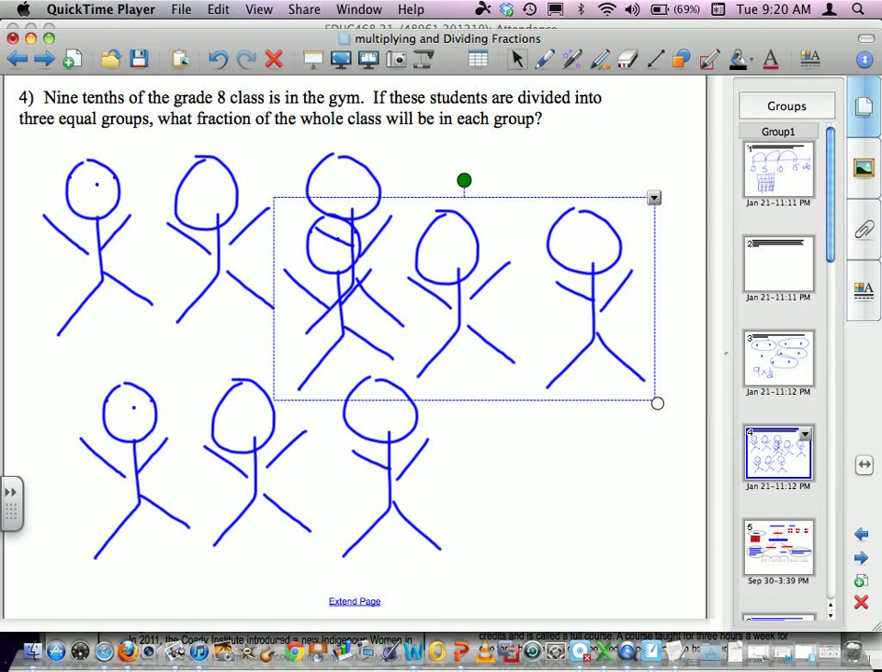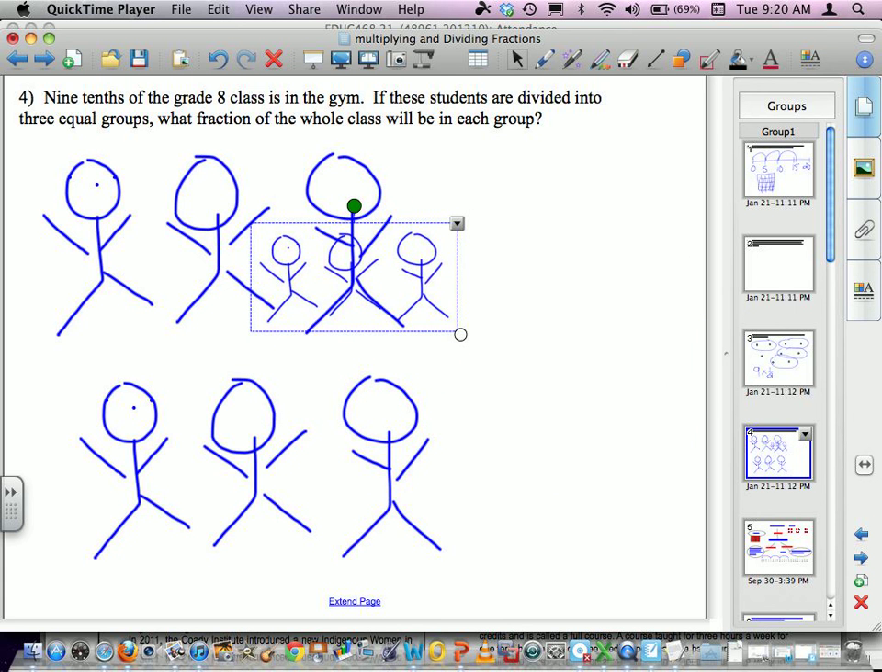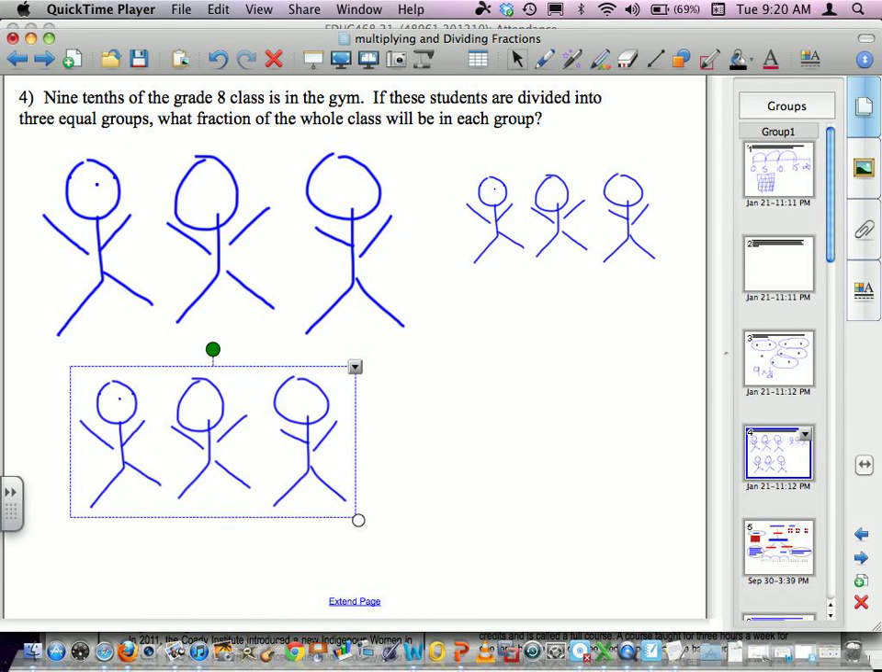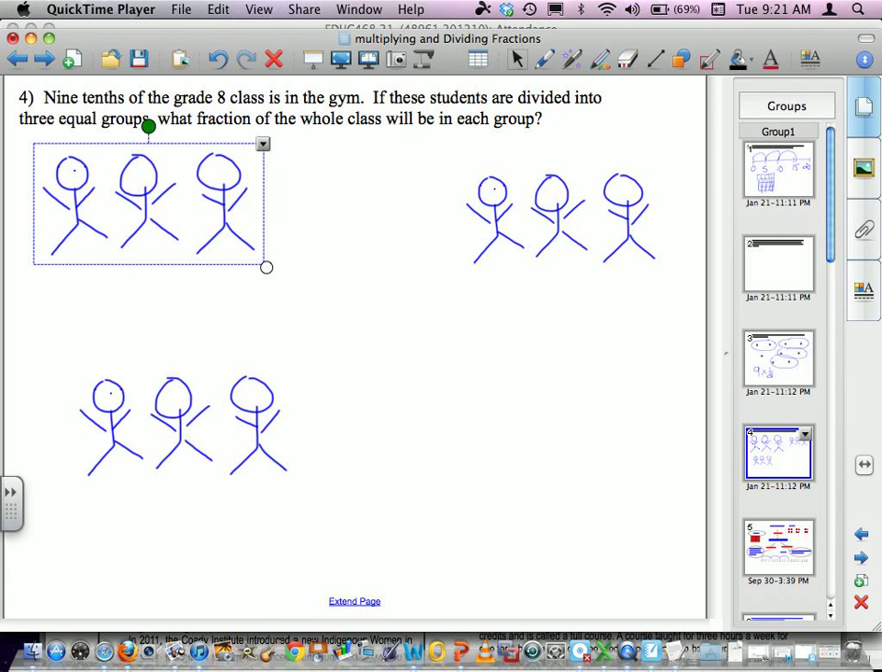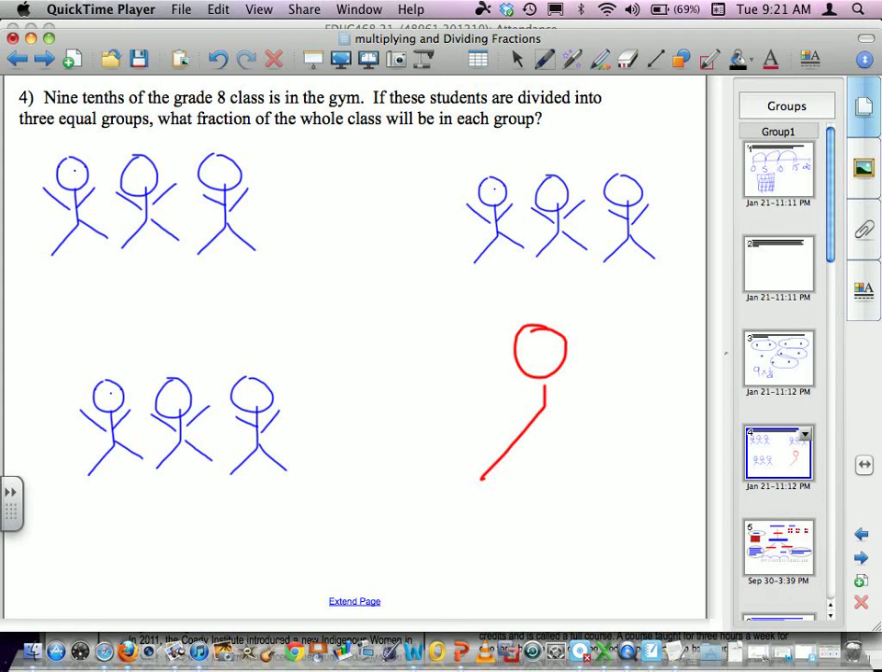My people are too big. Okay, and then there's one poor little kid all by himself who's not there, so I'm going to make him in a different color. He's in the classroom. I don't know, sick or something, maybe in the office.